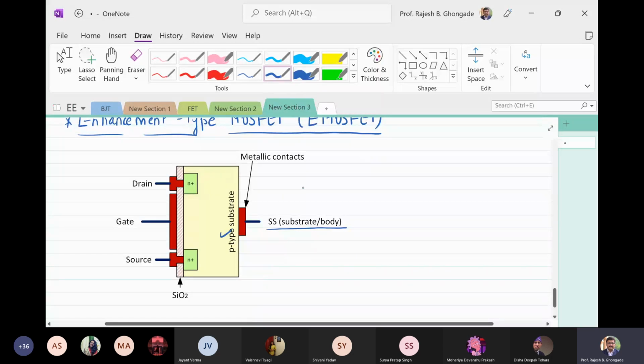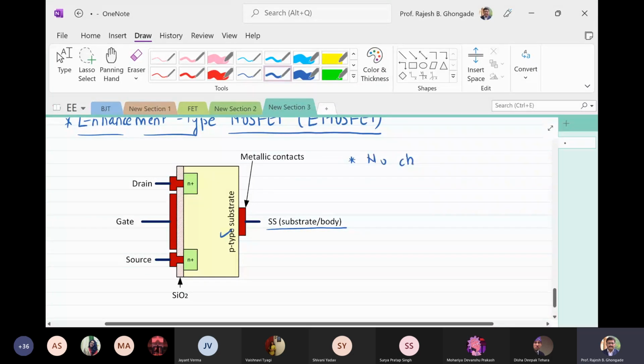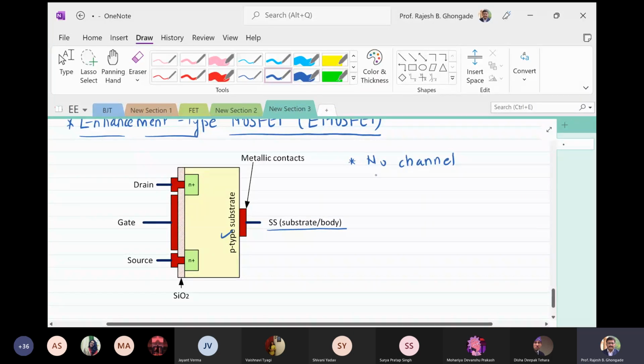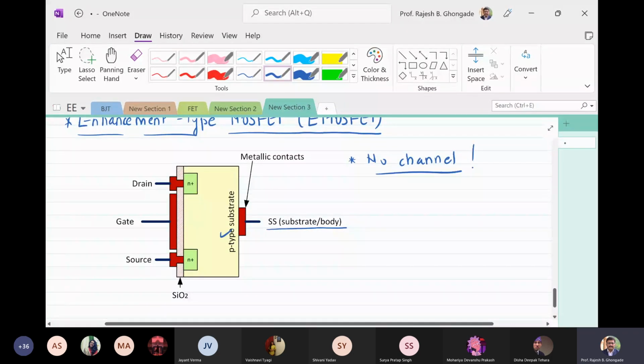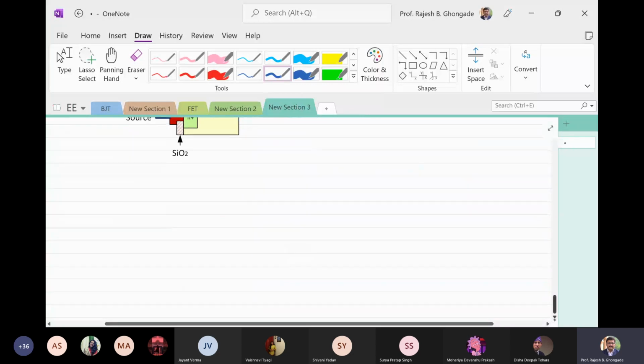The source and drain are connected through metallic contacts, just like the D MOSFET. The major difference here is that there is no channel. Again, your SiO2 layer, which is a dielectric, isolates the metallic gate platform from the drain and the source. So we have this type of structure here. Let us see the basic operation.